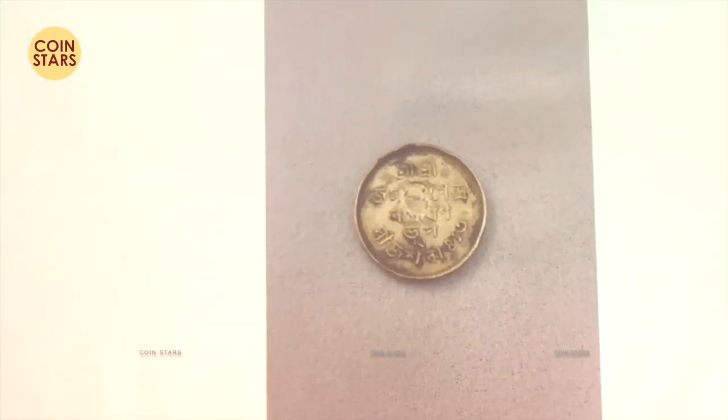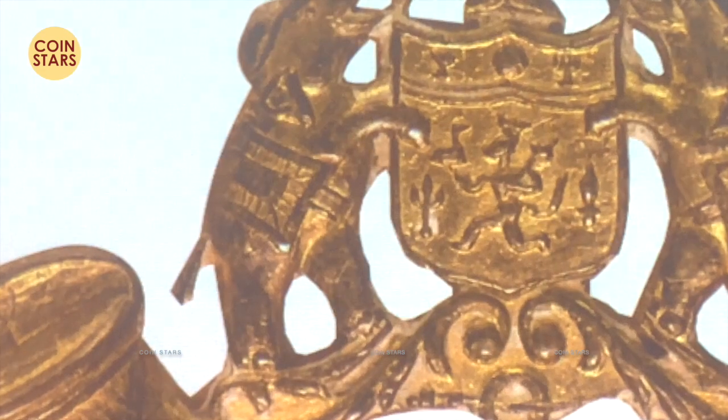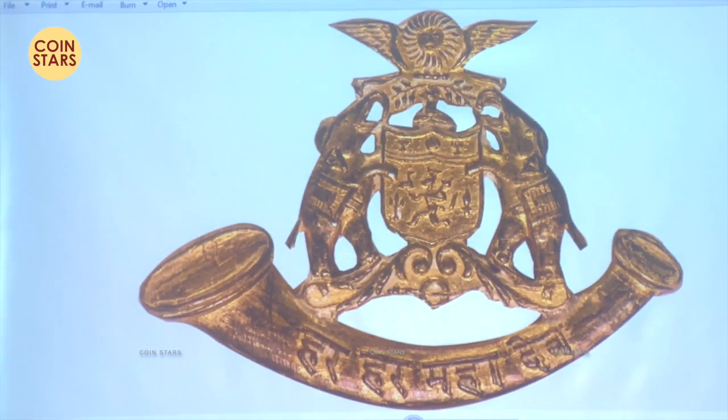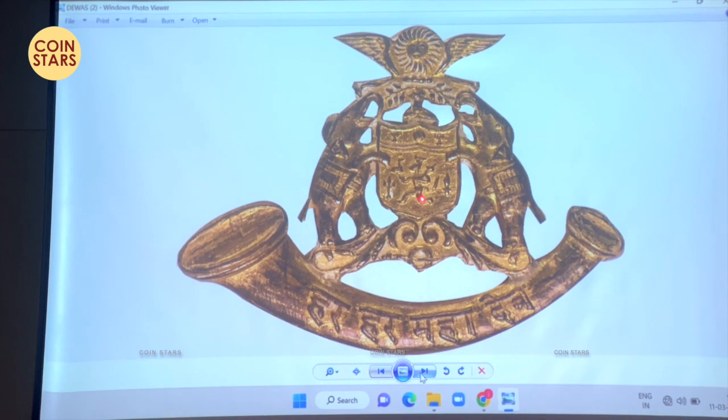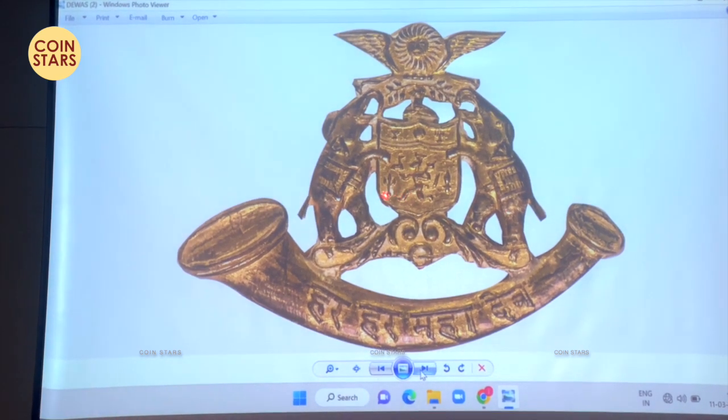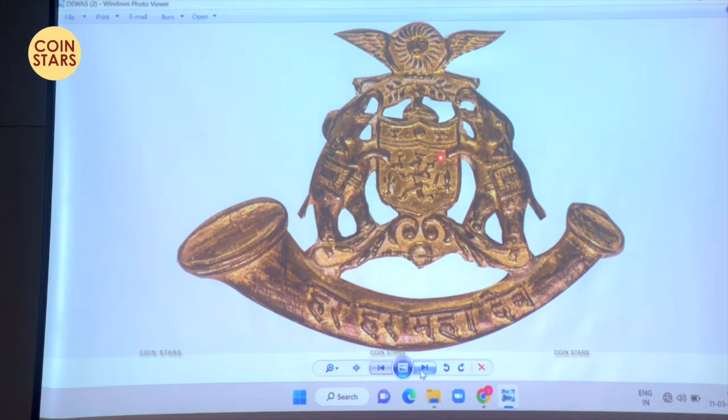With the other side. Next. Har Har Mahadev. This is of Kolhapur. Two elephants holding the shield and the sun with the wings. And this is a musical instrument, wind instrument, which is blown.